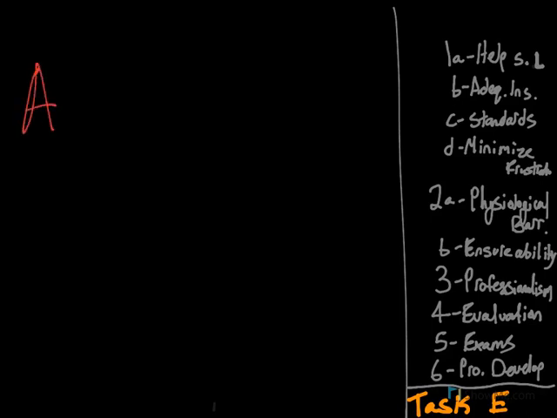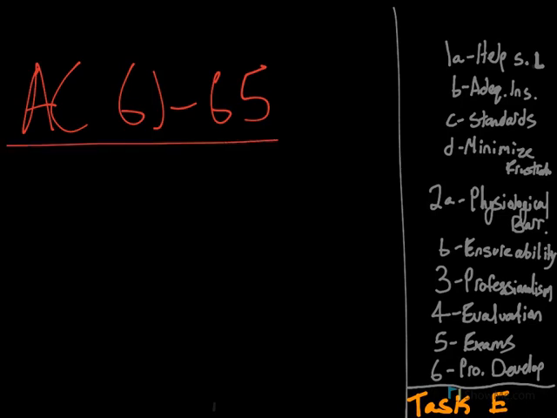So, AC 61-65 is what we use to tell us how to properly endorse a logbook. I can't show you this right now, but I have it saved on my iPad, and I'll be ready to present that if need be. 61-65 is going to tell us exactly how we have to sign these things off, and the proper procedures to getting a student into an exam with the right endorsements.